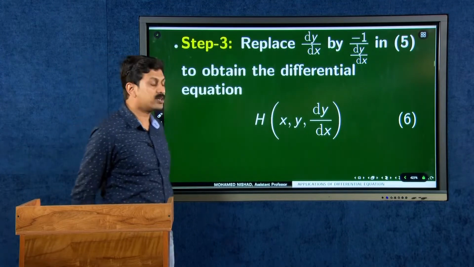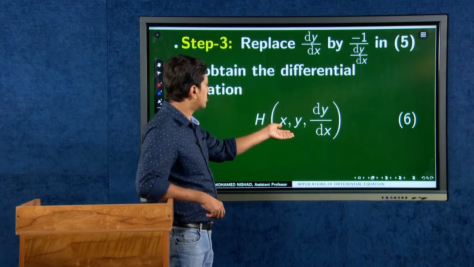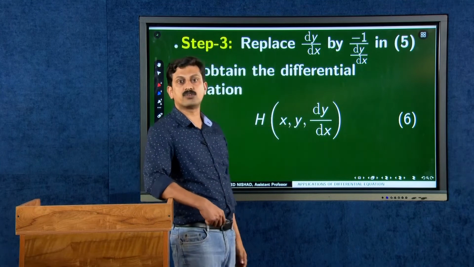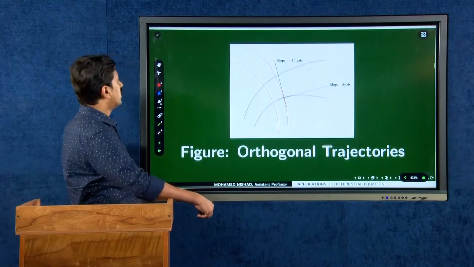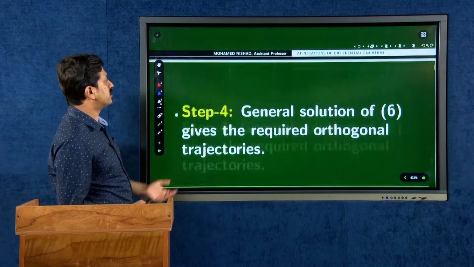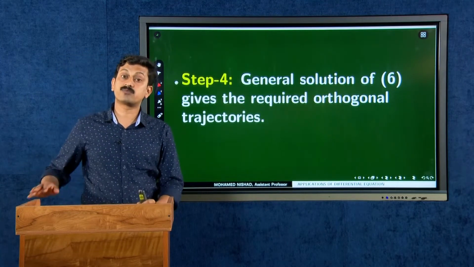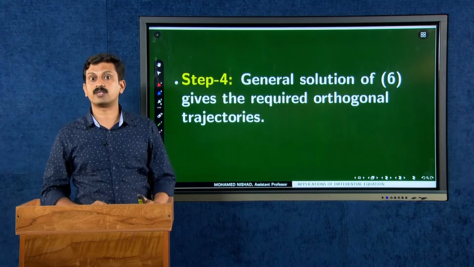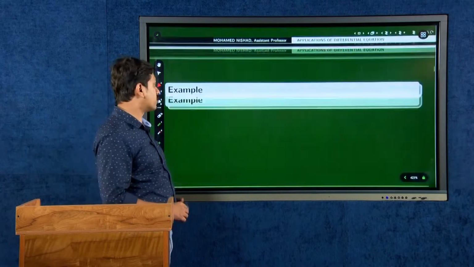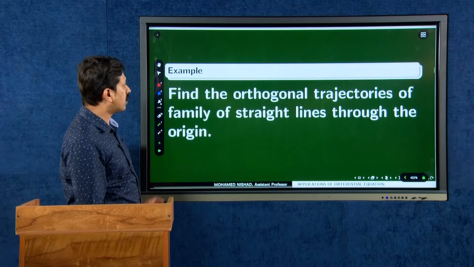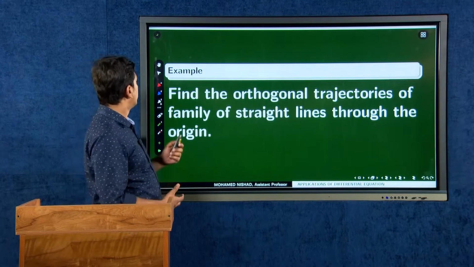So, we will have a new differential equation that is equal to h of x, y, dy by dx equal to 0. From there we can solve that differential equation. Finally, we will get the orthogonal trajectories for the given family of curves f of x, y, c equal to 0. See, I would like to invite your attention to the example.